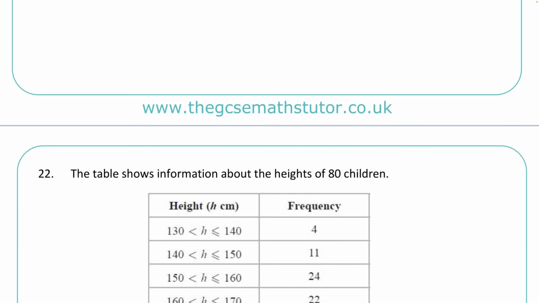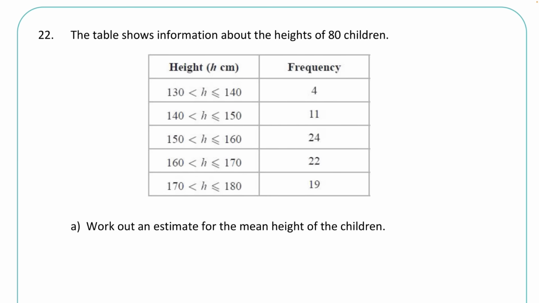Okay, on to question 22. This one here says the table shows information about the heights of 80 children, meaning that this column here adds up to 80. It says work out an estimate for the mean height of the children. Now, as we are doing an estimate here, it's because we need to use the midpoints of each of these groups. So here, we'll write in all of our midpoints first. If you're not sure on the midpoint, maybe they're harder than these ones.